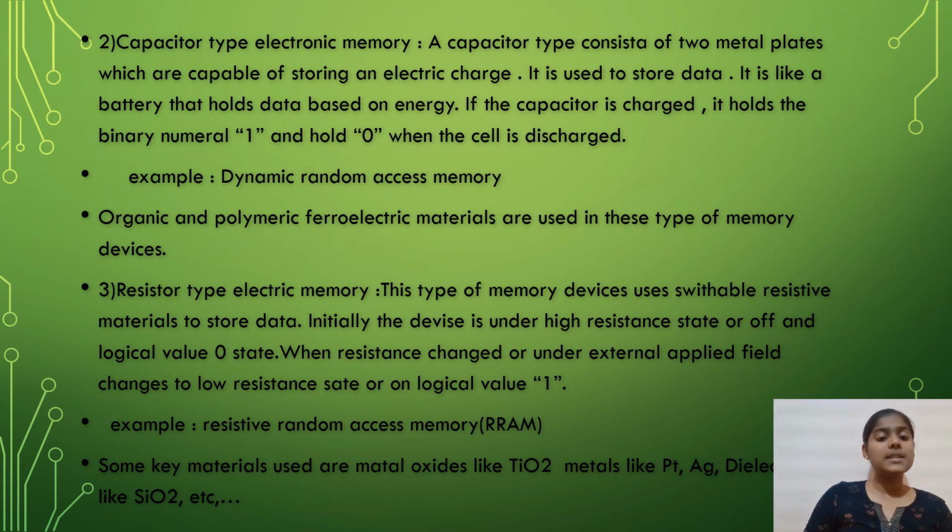Third, resistor type electronic memory. This type of memory device uses suitable resistance material to store data. Initially, the device is in a high resistance state, or off, logical value 0 state. When the resistance changes under an applied electrical field, it changes to a low resistance state, or logical value 1. Example, resistive random access memory. Some key materials used are metal oxides like TiO2, metals like Pt, Ag, dielectrics like SiO2, etc.